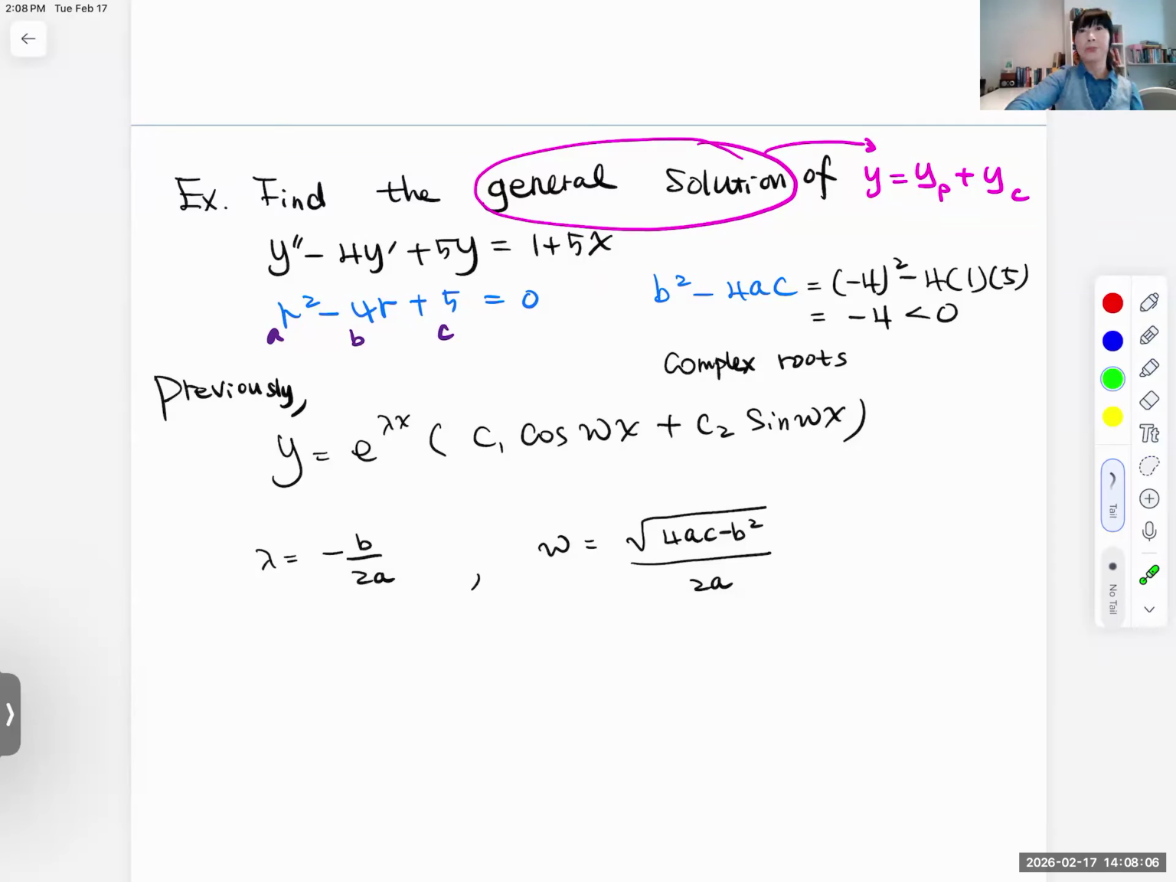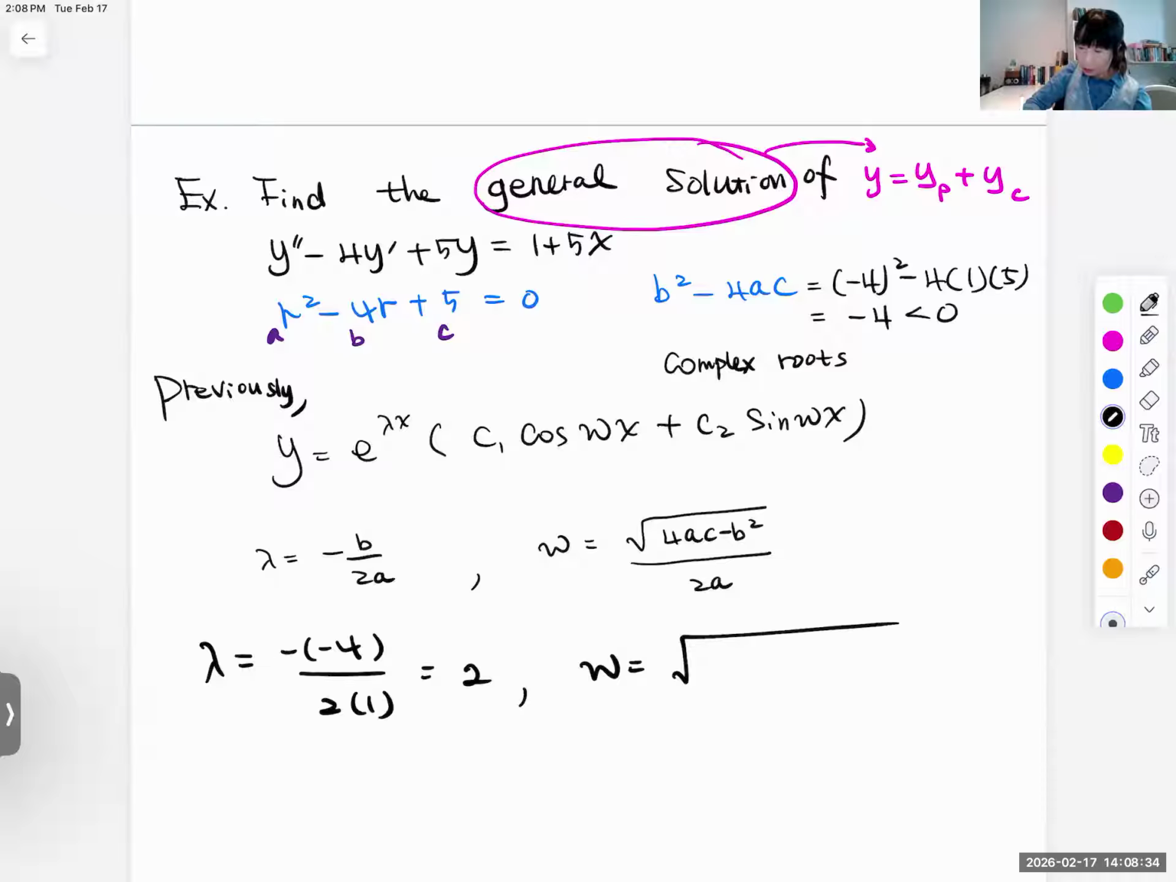So lambda equal to negative b, negative of negative 4. Or we can just say the positive 4, over 2a, so 2 times 1, right? So we will get 2, right?